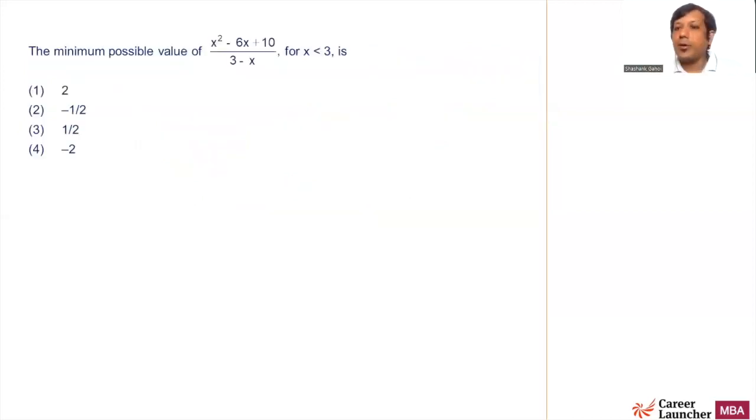Now this question is talking about what is the minimum possible value of x squared minus 6x plus 10 upon 3 minus x. What should be the approach for these kinds of questions? This question says that x is less than 3. If I say (x minus 3) whole squared, this comes out to be x squared minus 6x plus 9.